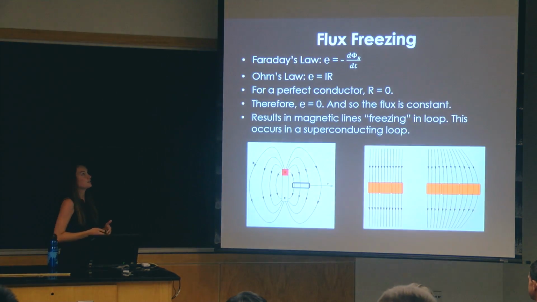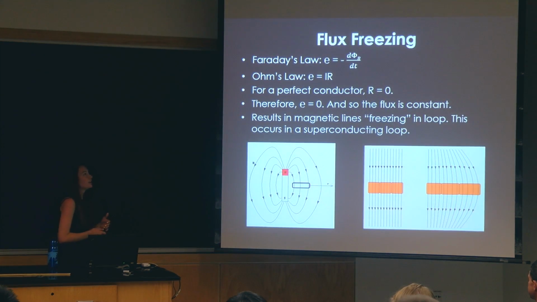And it's able to do that due to a thing called flux freezing. So Faraday's law says that the electromotive force is equal to the negative time derivative of the flux of the magnetic field B. And Ohm's law says that same electromotive force is equal to the current through the resistor times the resistance of the resistor. So for a perfect conductor, we want R to be 0. Well then, according to Ohm's law, the electromotive force is also 0, which according to Faraday's law means that the change in the flux field over time is 0, so then the flux is constant.